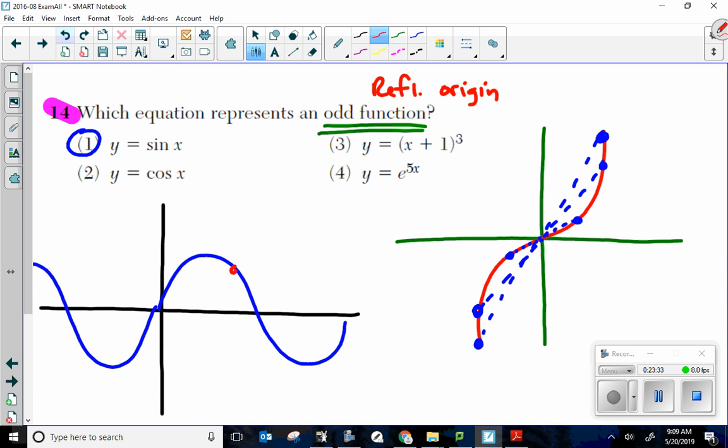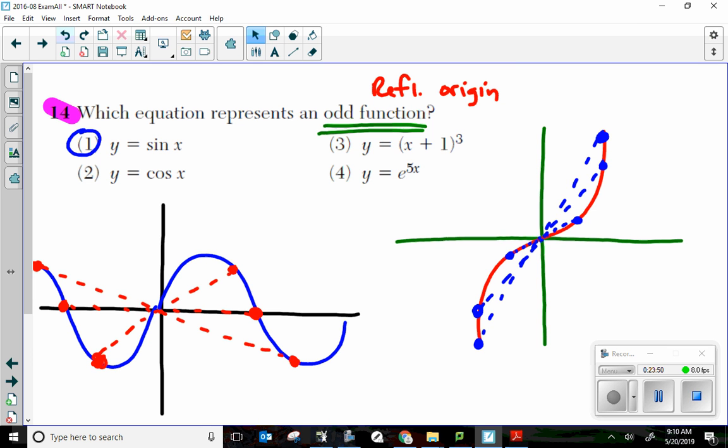This point reflects through to this point. This point reflects to this point. This point, oh, we're barely going to get to it, reflects to this point right here. I think you understand. That's the only one that does that.